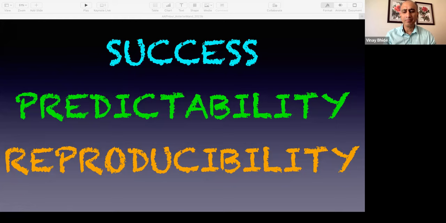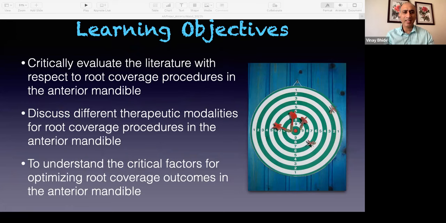So that being said, the objectives for this next hour really are focused on the anterior mandible. We're going to evaluate the literature with respect to root coverage procedures in the anterior mandible. We'll discuss various treatment options specific to root coverage procedures in the anterior mandible. And we also want to understand why the anterior mandible is a bit of a different beast compared to other areas of the mouth, and in doing so, understand the critical factors that will allow us to optimize our root coverage outcomes in this particular area.